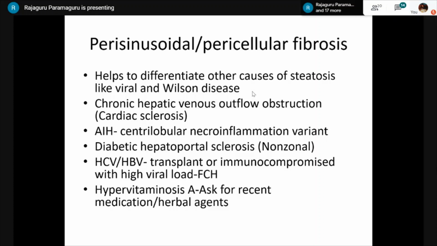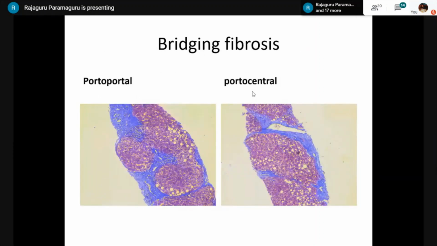So we'll have to see for that as well. So coming on to the bridging fibrosis. Initially it starts as the fibrosis in the portal area or the perivenular area, and then it starts bridging. It can be a portal bridging or a portocentral bridging.